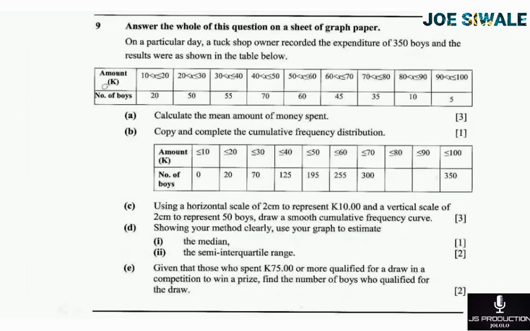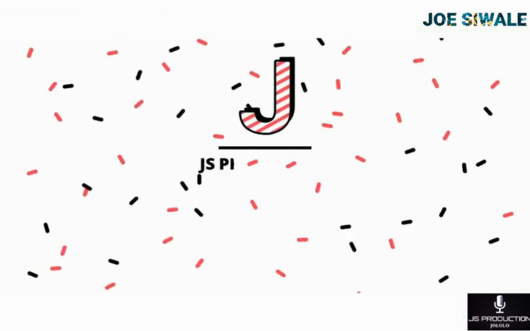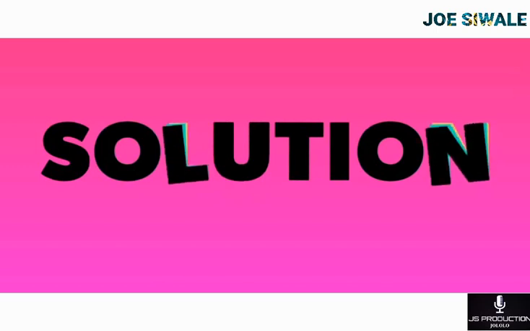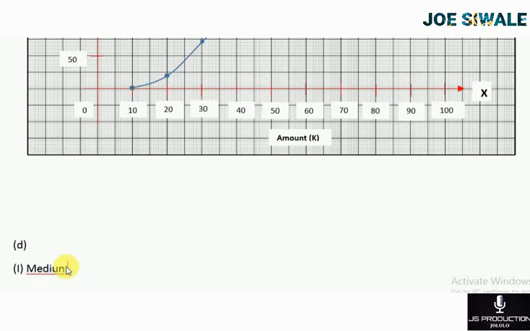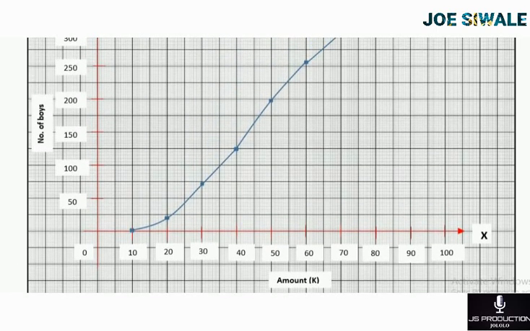Question D reads, showing your method clearly, use your graph to estimate Roman numeral 1, the median, 1 mark. So to find the median using the graph, but you must take note that the U, it's an A. There was just a mistake in terms of writing. So median is equal to half multiplied by the total number of the frequency, which is the cumulative frequency. So I'm going to say half multiplied by 350. So half multiplied by 350, it's 175. So I'm going to go to my graph and I'm going to plot my 175 so that I can get my median.